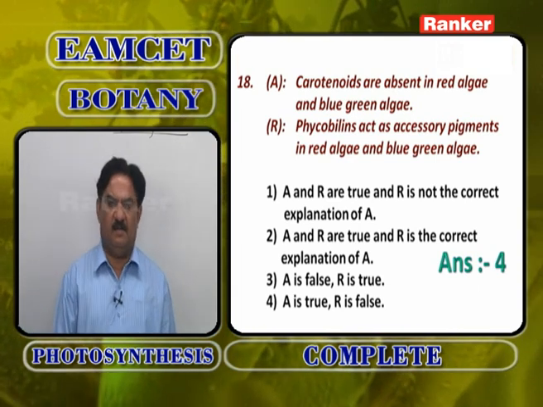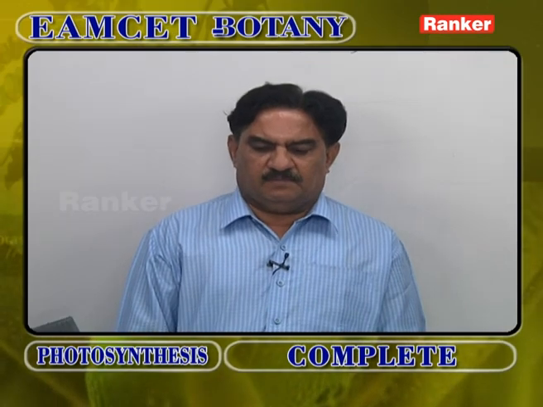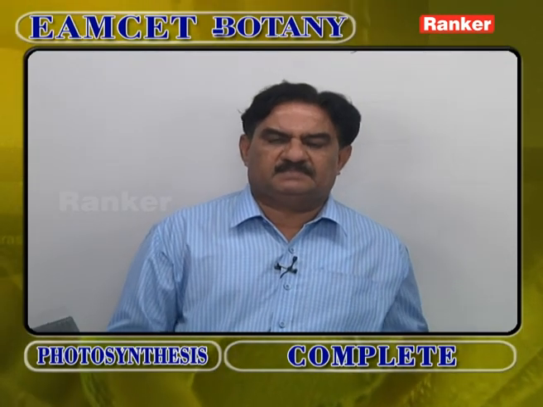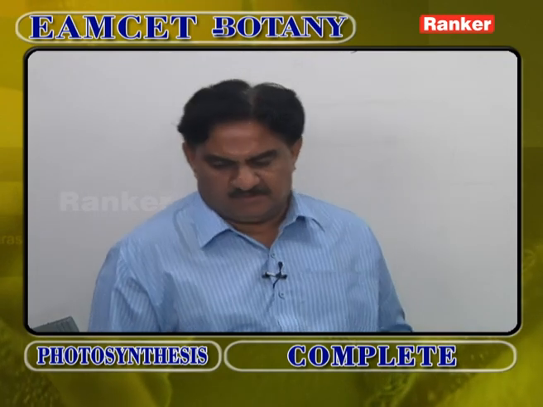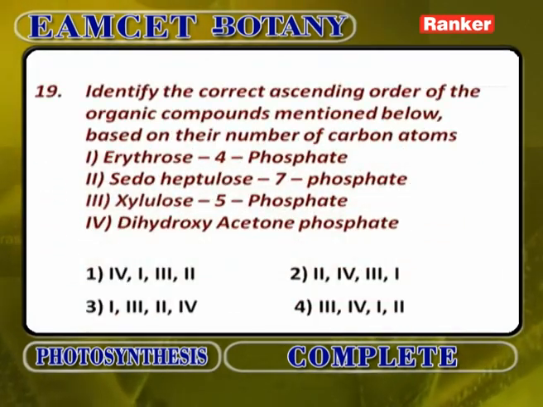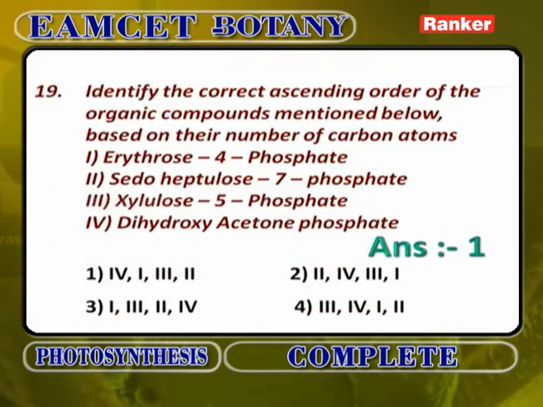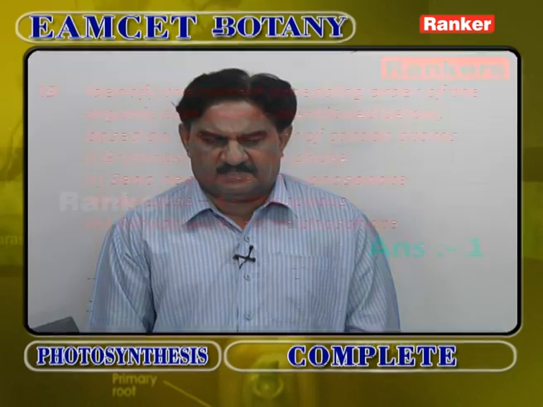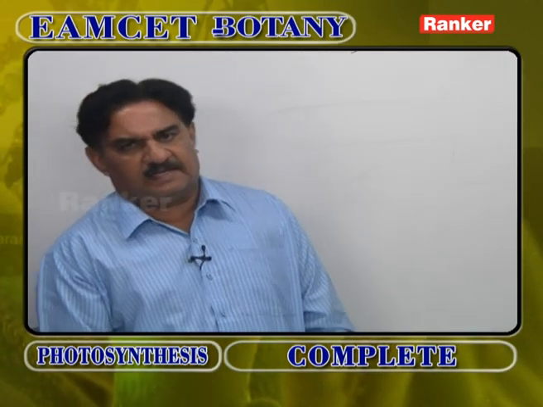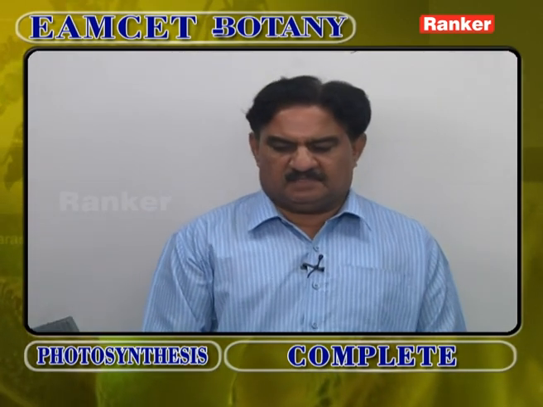The assertion that carotenoids are absent in red algae and blue-green algae is false. The reason that phycobilins act as accessory pigments in red algae and blue-green algae is correct. Both carotenoids and phycobilins take sunlight that chlorophyll cannot utilize and transport it to the reaction center. So, both carotenoids and phycobilins are popularly called accessory pigments.